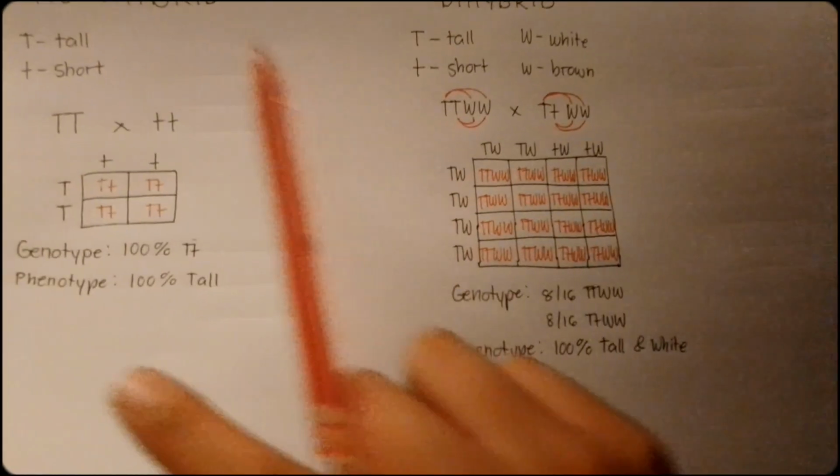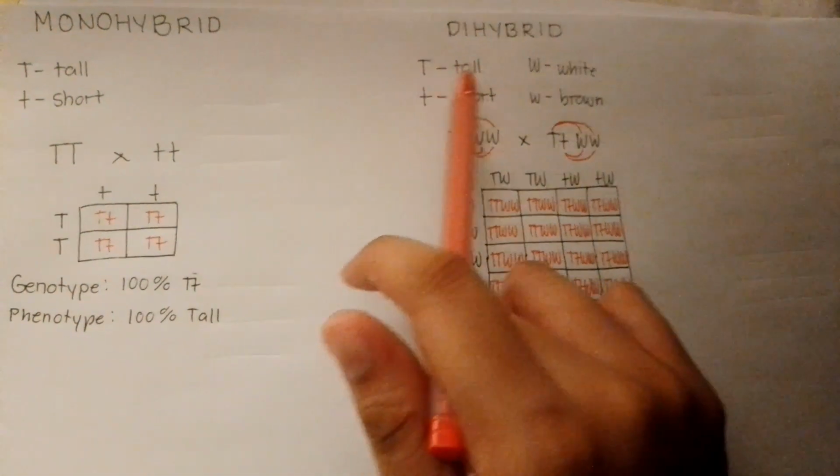So monohybrid, it uses 2 by 2 square boxes, and from the word itself, mono, it crosses parents who differ in one trait only, while dihybrid, two traits, and it uses 4 by 4 square of boxes. We're gonna have examples for monohybrid and dihybrid.